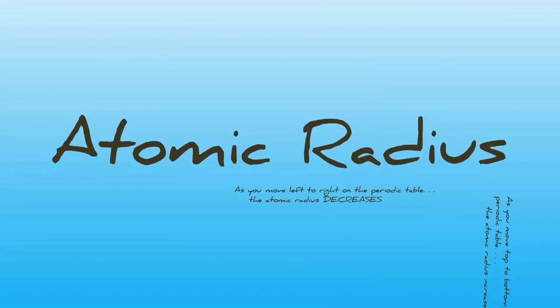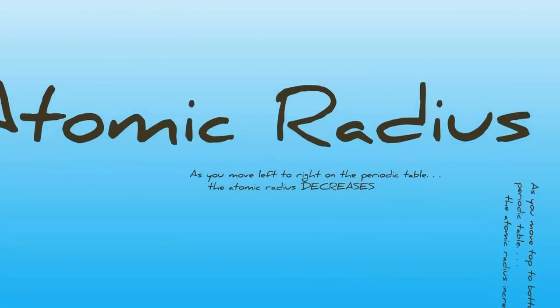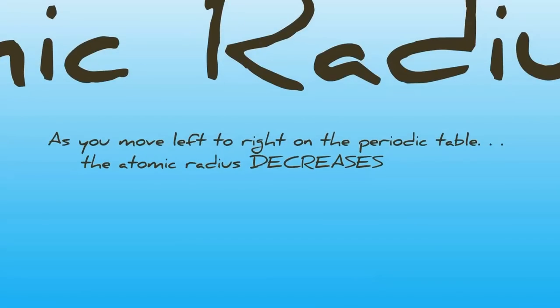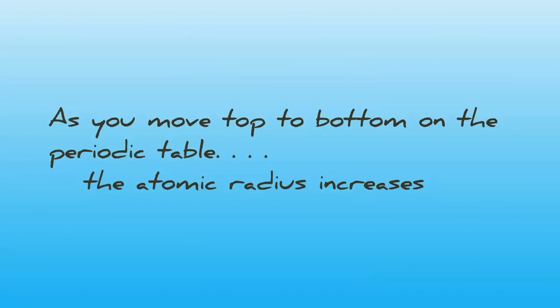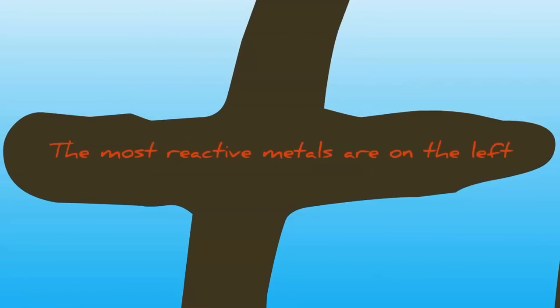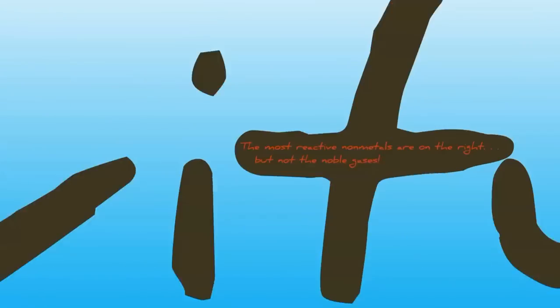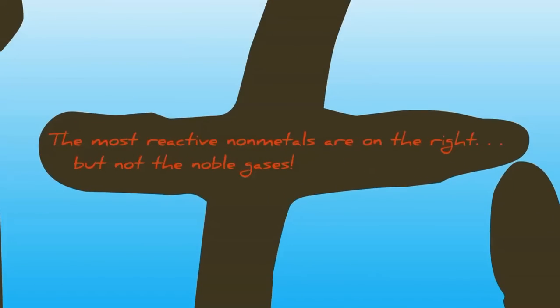Okay. Periodic trends. We're going to go through this first one really fast because we don't really care about it anymore. Atomic radius. As you move left to right on the periodic table, the atomic radius decreases. As you move top to bottom on the periodic table, the atomic radius increases, because the atoms get bigger. And the most reactive metals are on the left.